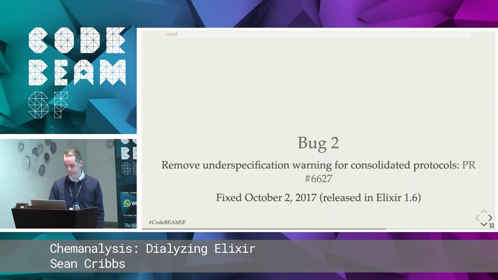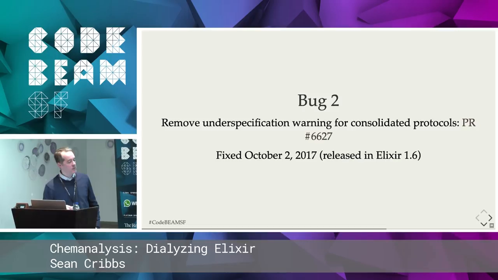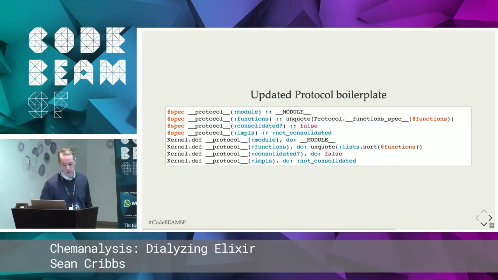Turns out we got this under-specification problem again in Elixir 1.5. The fix for this was released in Elixir 1.6. Turns out they added a new clause to that underscore protocol function again, with information about implementations of the protocol. So they updated the boilerplate here. Before consolidation, it returns the atom for the impls, so this is listing out the implementations of this protocol. It returns the atom not consolidated. So at least they didn't make the same mistake as last time, rather than the union type of not consolidated and whatever it returns after consolidation.